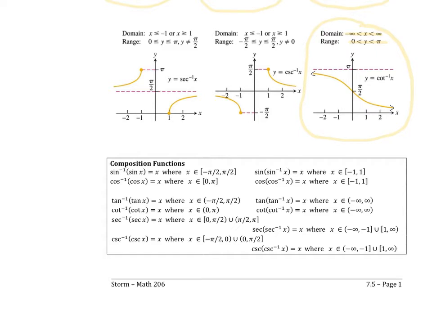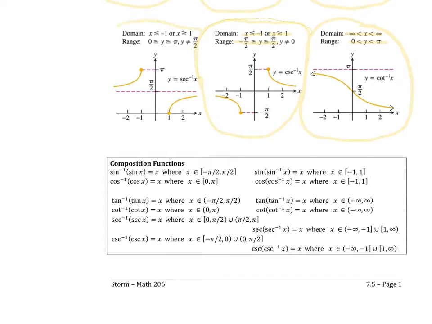And I'm going a little backwards. Our cosecant inverse is going to be restricted so that our x values are less than or equal to negative 1 or greater than or equal to 1. The range is going to be from negative pi over 2 to pi over 2, okay, as long as our range is not equal to 0.